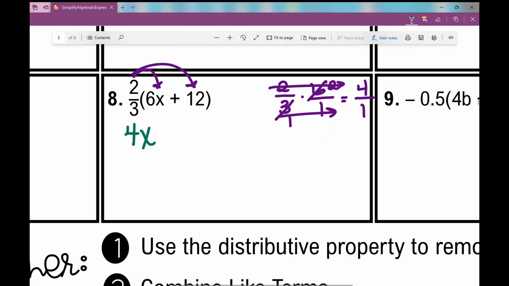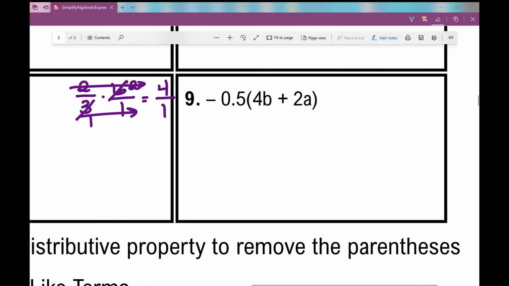So 4x, don't forget the variable, plus 2/3 times 12. Some of you might remember multiplying 12 times 2/3, where it looks like that. And you say, hey, wait, 12 divided by 3 is 4. 4 times 2 is 8. This is just 8. If you don't understand what I just did, you can always do 2/3 times 12 over 1, and then simplify it. Okay, let's move on. So 4x plus 8.